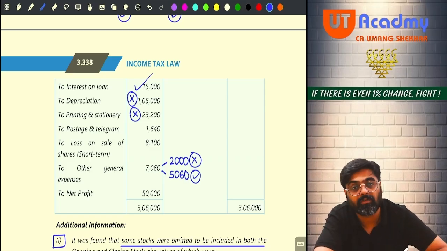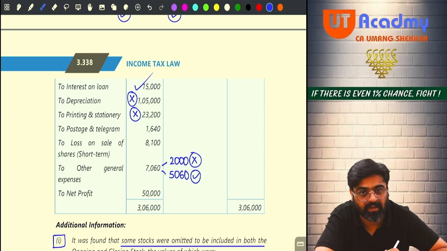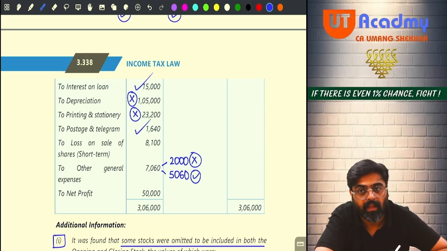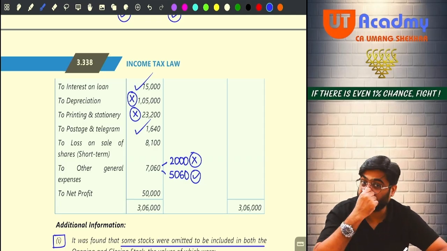Depreciation done, printing and machinery done. Then postage and telegram. In your business, sometimes you have to send couriers. Sometimes you have to send letters. So your postage and telegram expenses are happening. That is also your general expense in the business. General deduction 37(1). Yes or no? Next one. Loss on sale of shares.